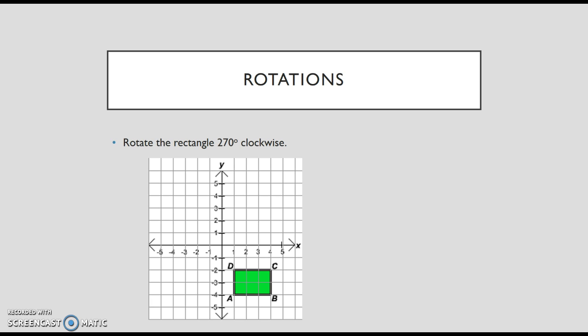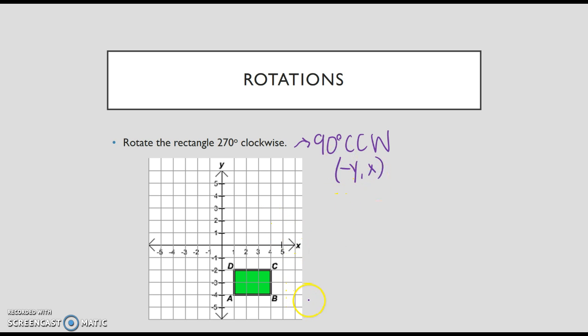Then we looked at rotations. Okay, remember we rotate 90, 180, and 270. All right, if it doesn't say otherwise, we're automatically rotating counterclockwise. For this example, I want to rotate 270 clockwise, which means I'm going to have to use my rule for 90 counterclockwise. And that rule is (x, y) goes to (-y, x).